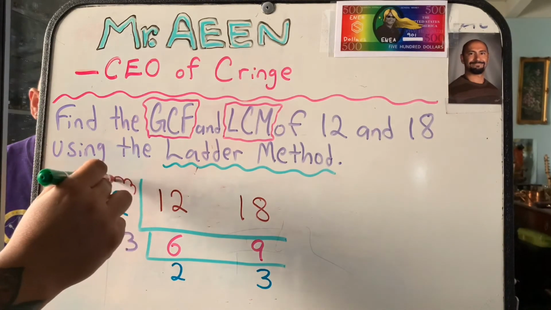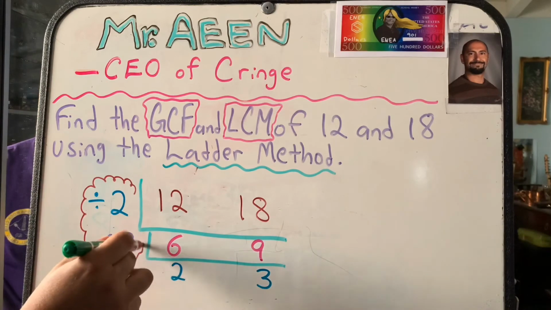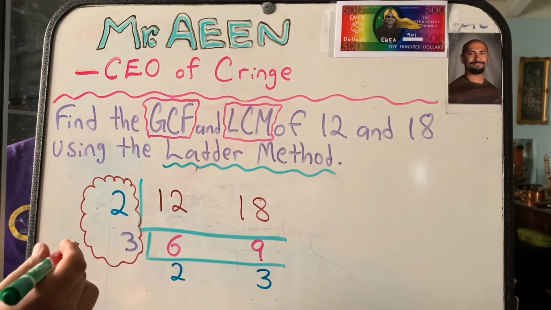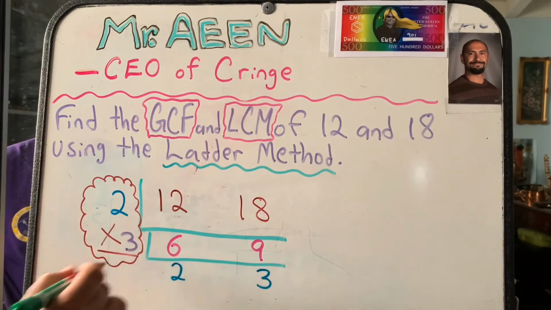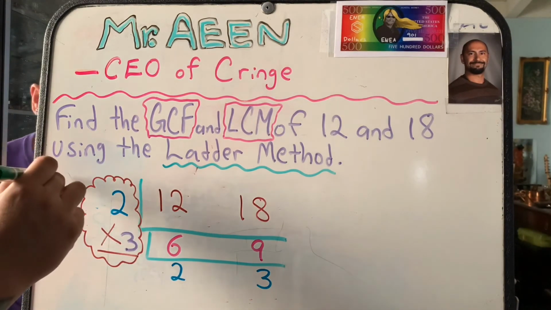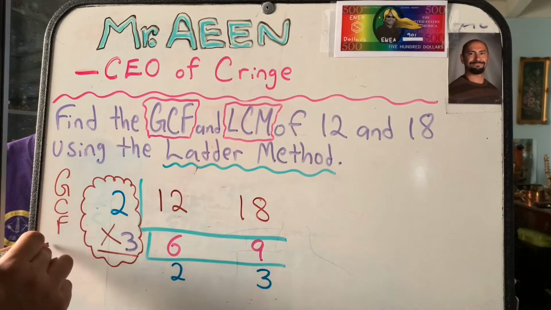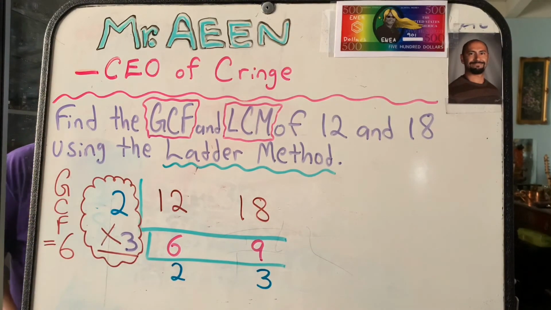Now you got to look for the GCF and the LCM. So the numbers on the side could be 1 or it could be more. That's going to represent your GCF. So if you have 2 and 3, just multiply them together, and that becomes your GCF. So the GCF here is 6.